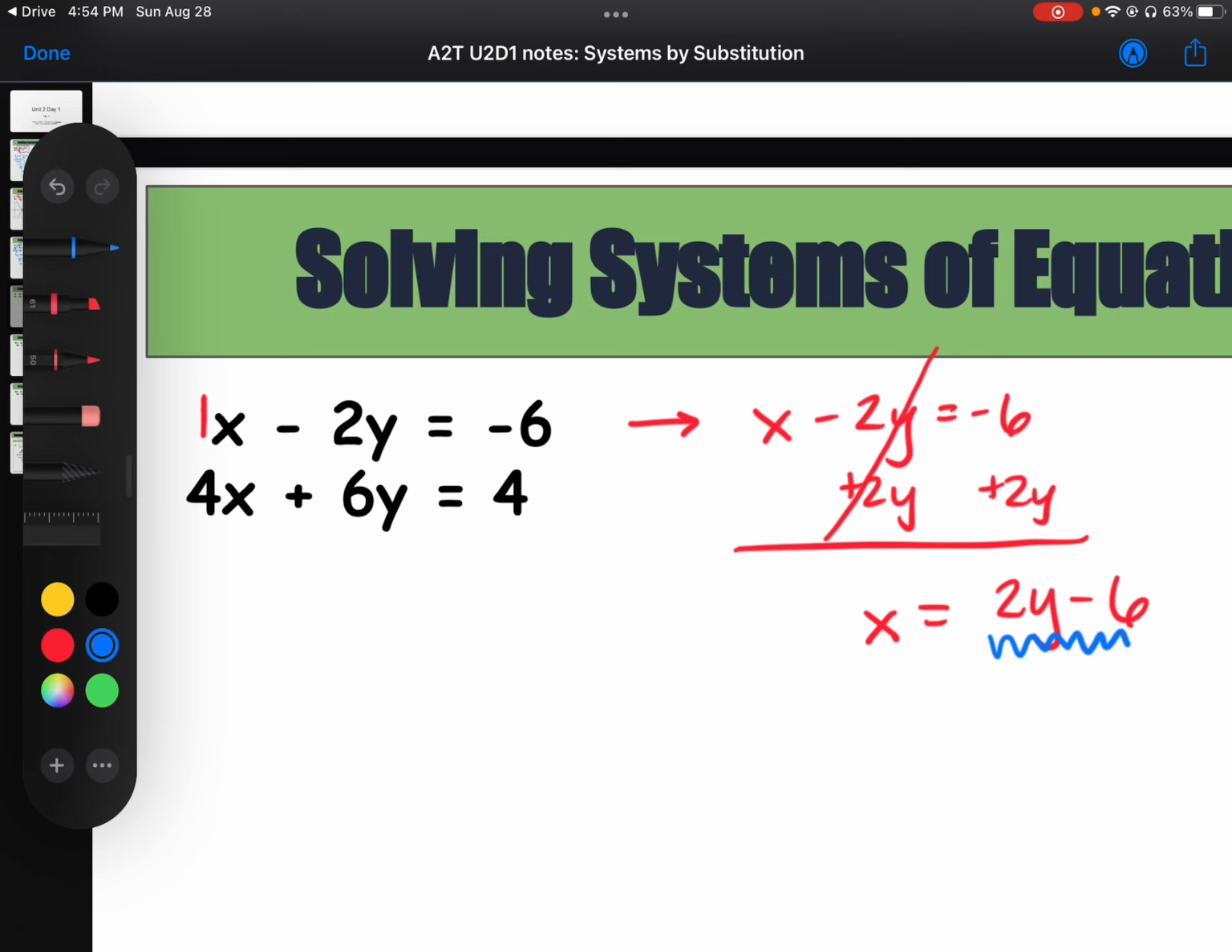I'm going to take 2y minus 6, plug it into the second equation in the place of x, because 2y minus 6 is set equal to x. So I have 4 times 2y minus 6. Drop everything else down. Plus 6y equals 4. Distribute 4. 4 times 2y is 8y.